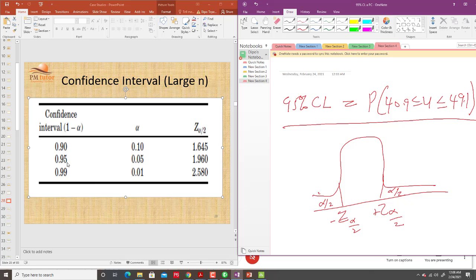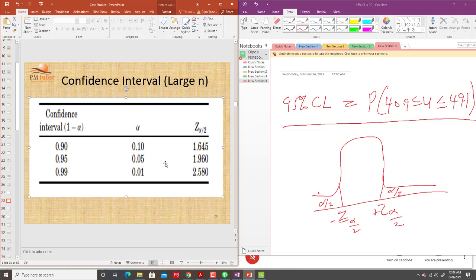For example, if you are given a 95% confidence interval, you already know that alpha will be 0.05, because alpha over 2 will always be the tail end of the confidence interval, so you already know that Z alpha over 2 will be 1.96.